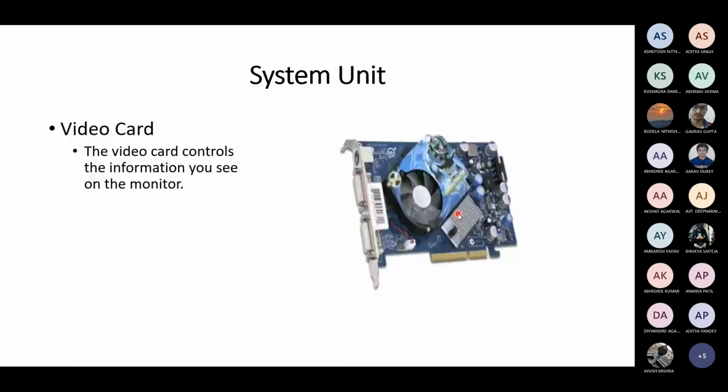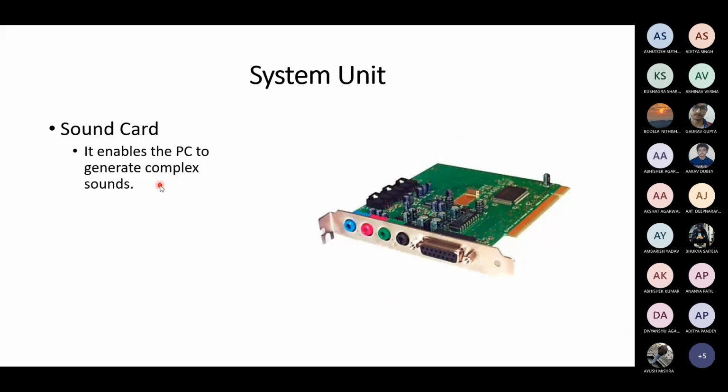Also, you have a video card. If you want graphics with good animation to play some games, you need good graphics. So the video card will enable you to get better video quality. A video card will look like this. It will help you control what you are going to see on the monitor. Likewise, you have a sound card. It enables the PC to generate complex sounds. That also will look like this.